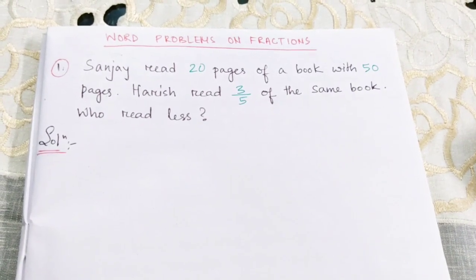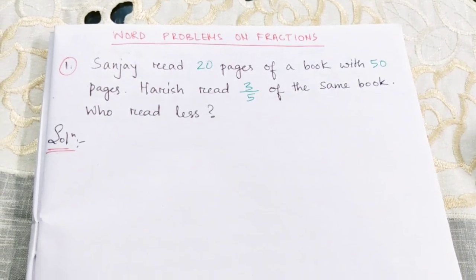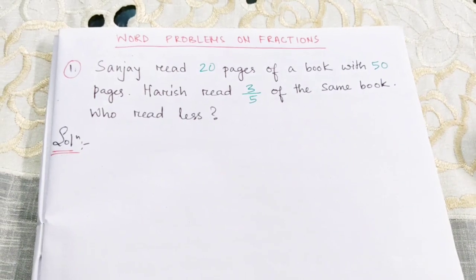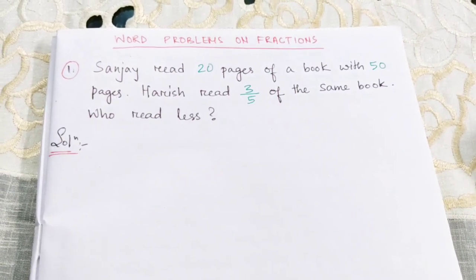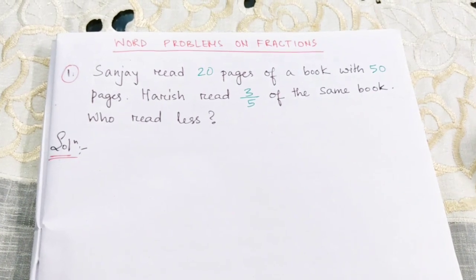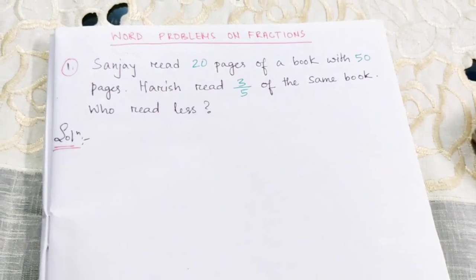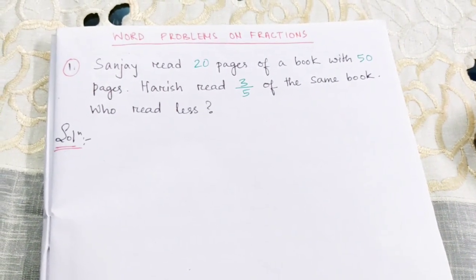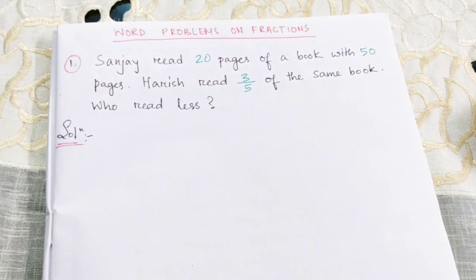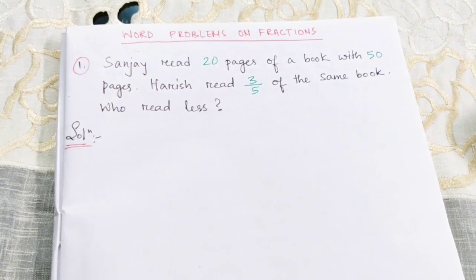So today we will be doing word problems on fractions. Our first question is: Sanjay read 20 pages of a book with 50 pages. Harish read 3 by 5, that means 3/5 of the same book. Who read less? Here in your question, the total number of pages is 50 pages and Sanjay read 20 pages out of 50 pages and Harish read 3/5 of the same book.